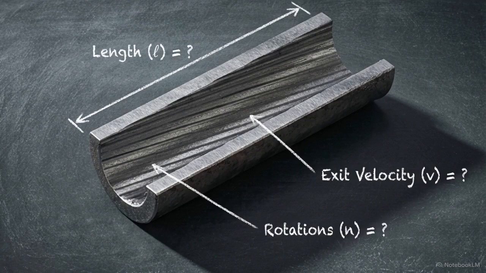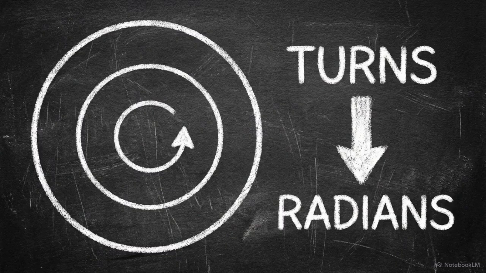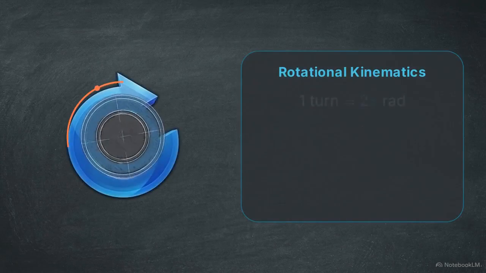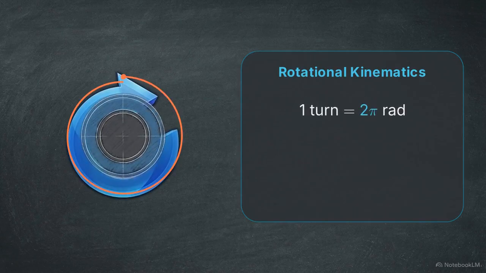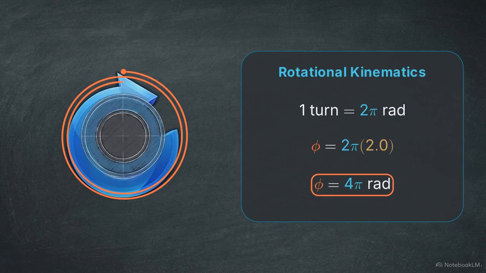We begin by inventorying our known variables: the barrel length, the exit velocity, and the number of rotations. Before applying our equations, we must standardize our units. Specifically, the turns of the shell need to be expressed as a continuous angle for our rotational formulas to function. One complete rotation traces out exactly 2 pi radians. Since our shell undergoes n turns, the total angle covered, phi, is 2 pi multiplied by n. For this specific problem, that gives us an angular displacement of 4 pi radians.